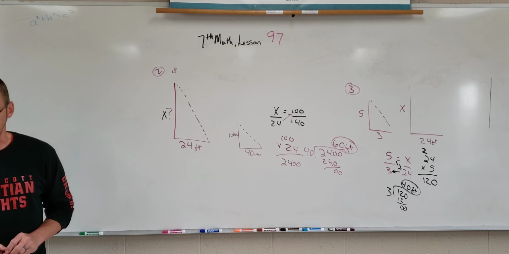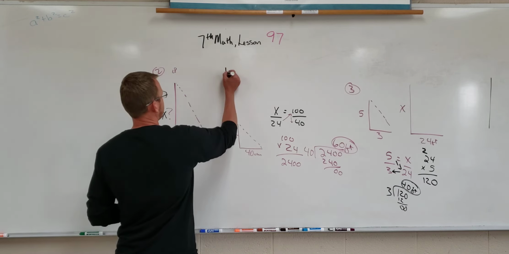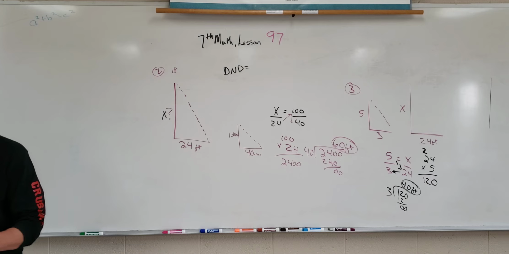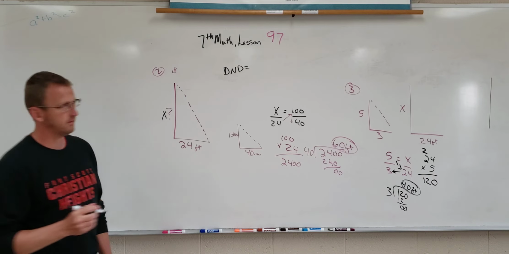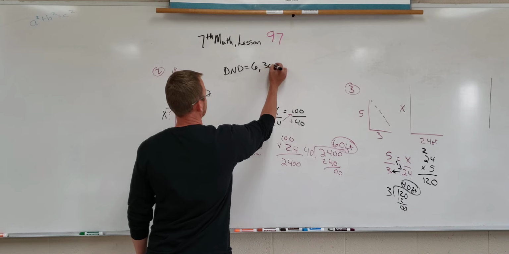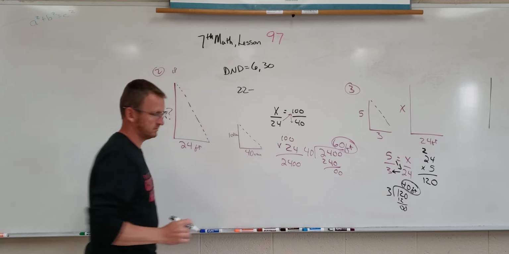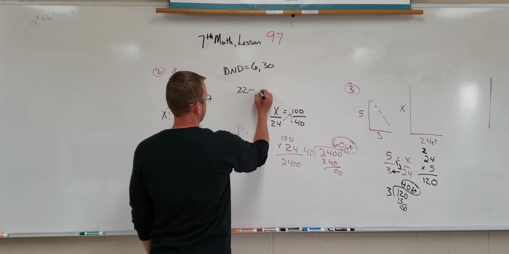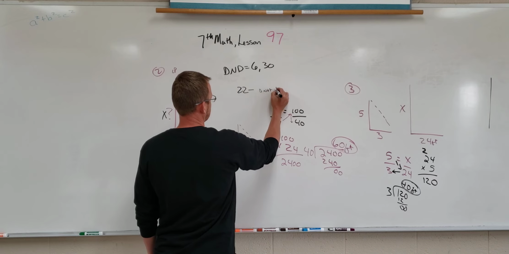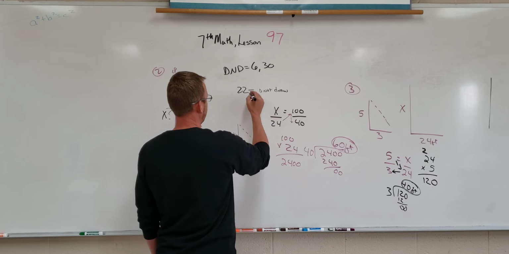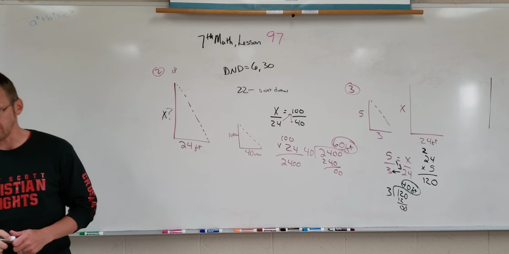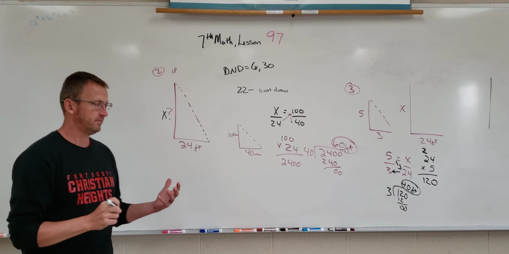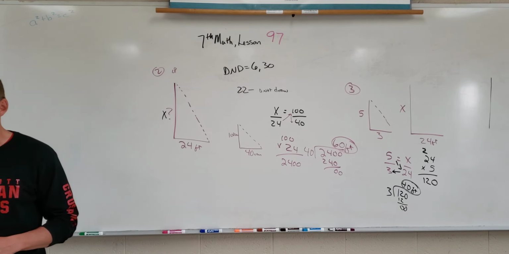Okay? So on lesson 97, the ones that we do not do are number 6 and 30. 6 and 30. On 22, look at 22. It says draw a diagram. Do not draw. Okay? You don't need to draw a diagram, but you do need to solve that. So just don't draw a diagram on number 22. So, lesson 97. Do not do number 6 and number 30.